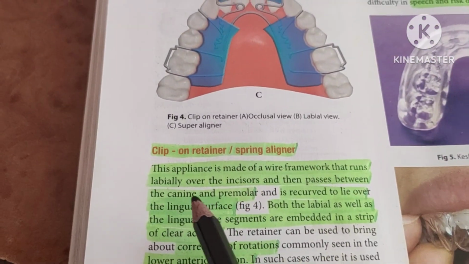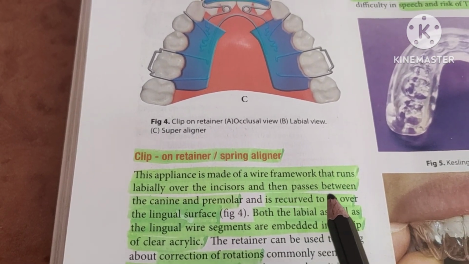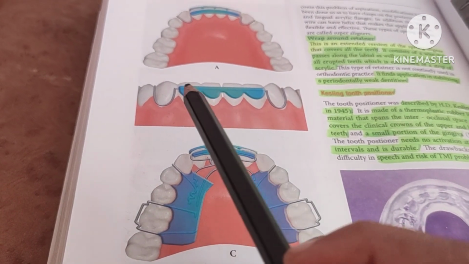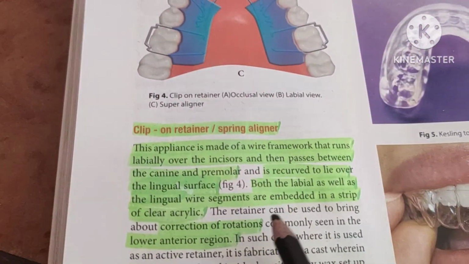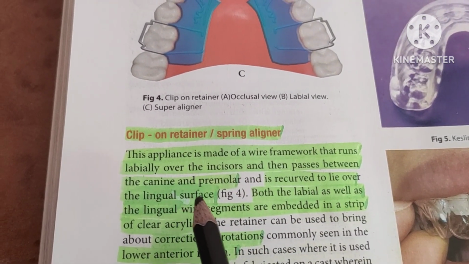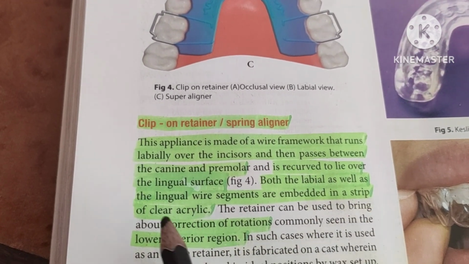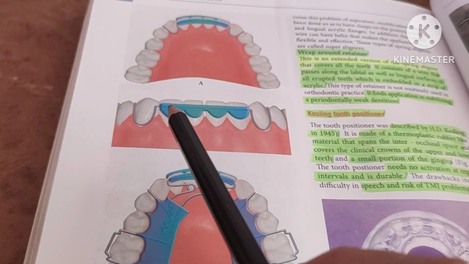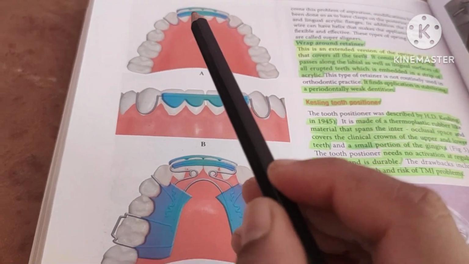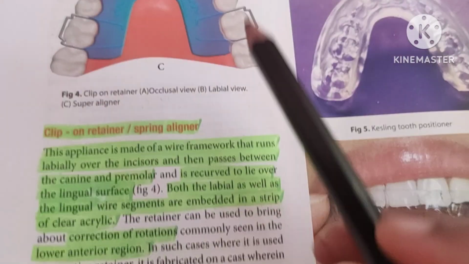The next is the clip-on retainer or the spring aligner. This is the picture. The appliance is made up of a wire framework that runs labially over the incisors and then passes between the canine and premolar and recurves to lie over the lingual surface. Both the labial as well as the lingual wire segments are embedded in a strip of clear acrylic. As we can see here, this is the wire framework inside the clear acrylic, the labial and lingual wires inside the acrylic.